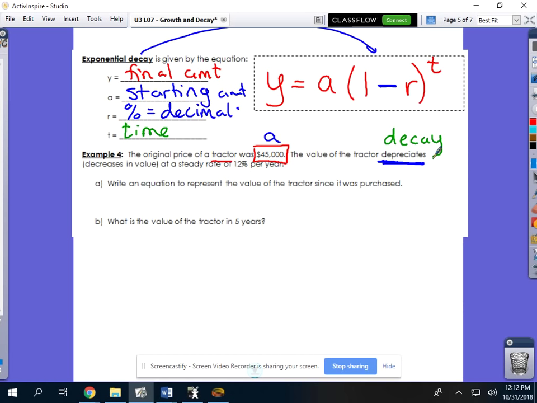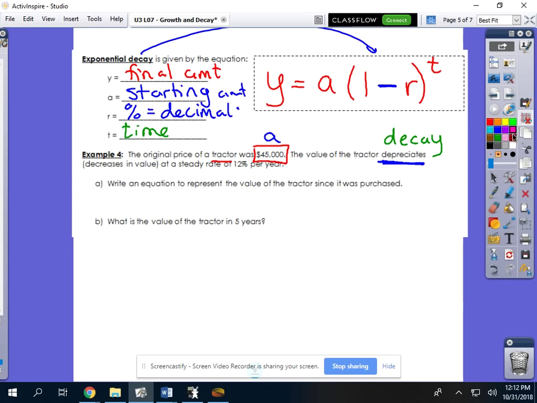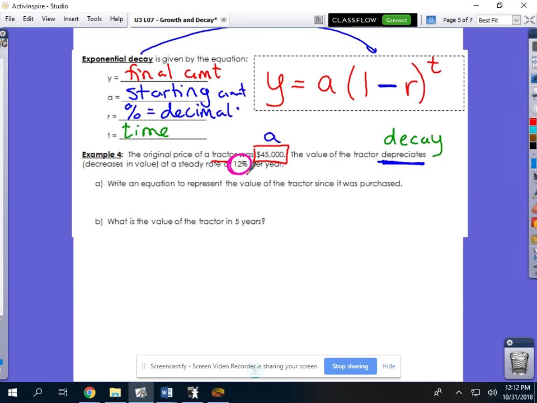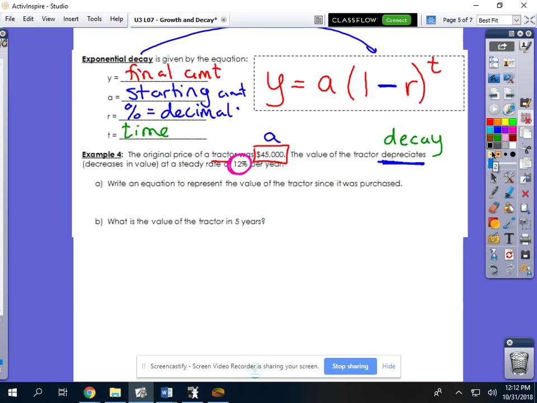Depreciate is to decay. You're going to hear the word appreciate again as well. Appreciate is not like, oh, I really appreciate you, but in the context of the math, it means that you are increasing value. Depreciate, decrease. Well, we are decreasing in value by what percentage? By 12% per year. So this is exactly the same as what we've already done.